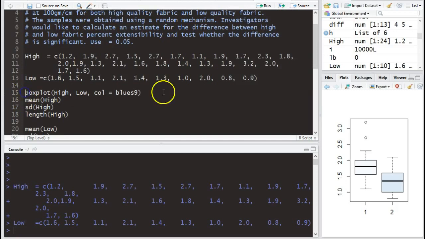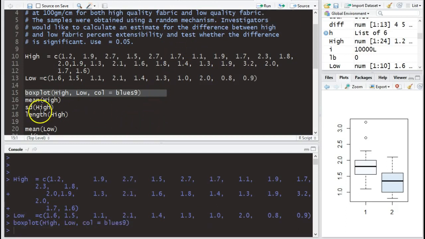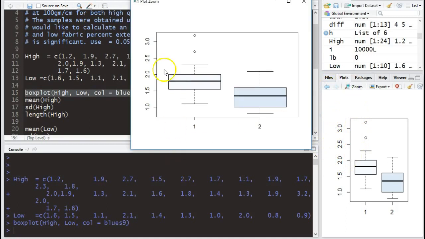And I want to look at this data. So I have two populations in this example. And so what that means is that I have a quantitative variable for each, and I want to compare their averages. So I can look at my data by running boxplot, and I can see that this is the high quality fabric. That's going to be the first thing that I run in. So high is going to be 1.